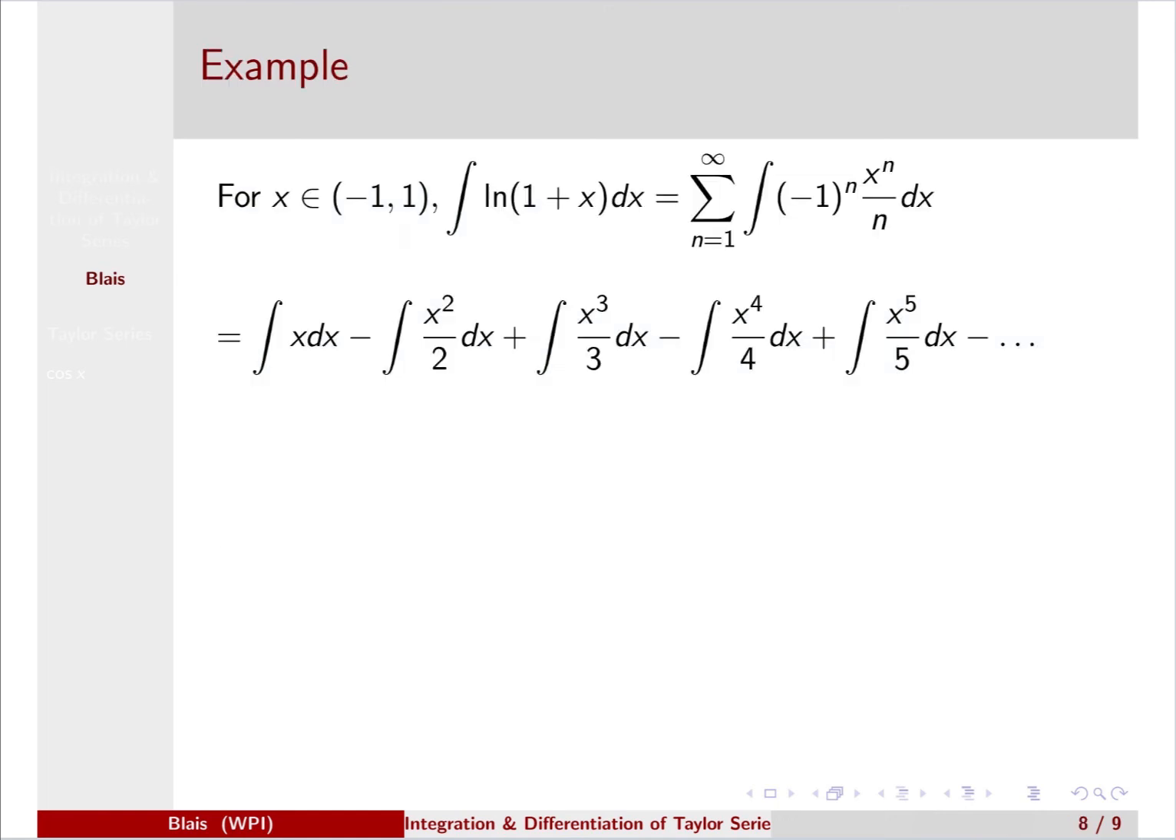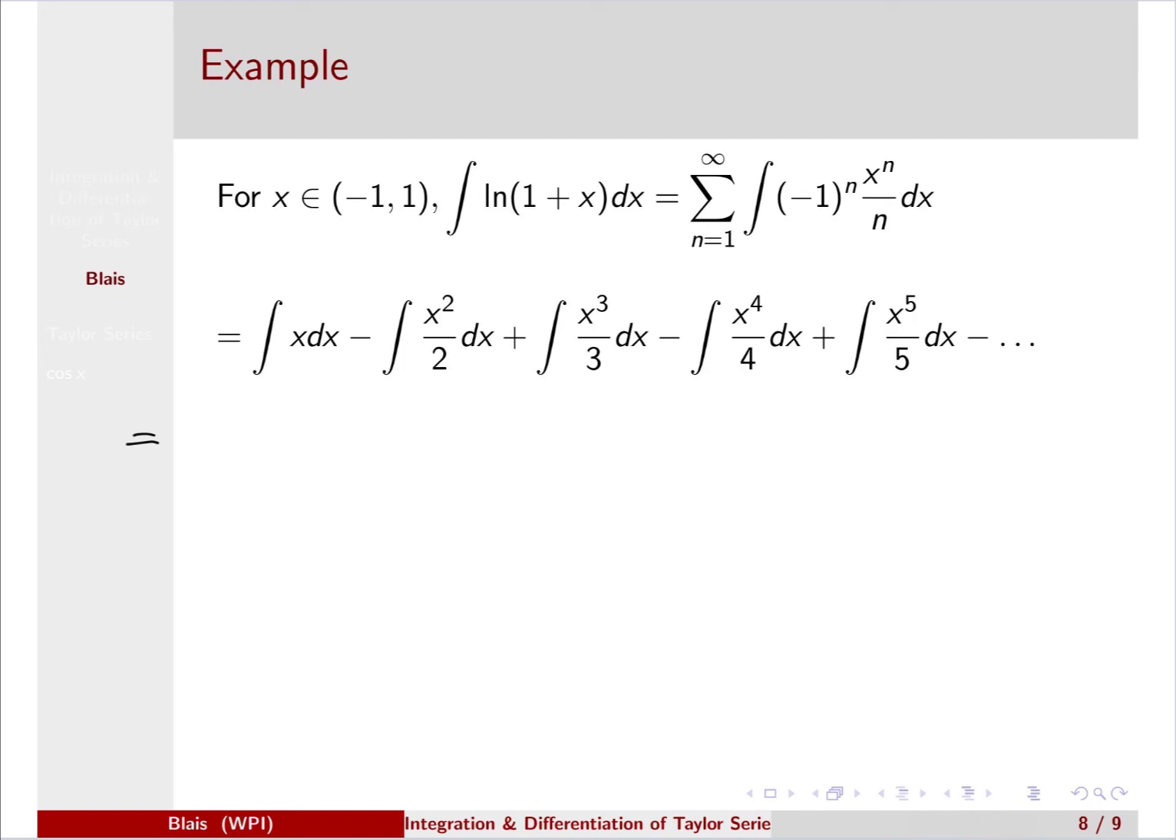But let's see an example of this. So suppose for x in (-1, 1), we want to compute the indefinite integral of natural log of 1 plus x. And we're going to use the fact that here is our series for natural log of 1 plus x for x in (-1, 1). And we can integrate term by term. So we can see that written out here. And for this question, let's do it integrating term by term and then finding the pattern.